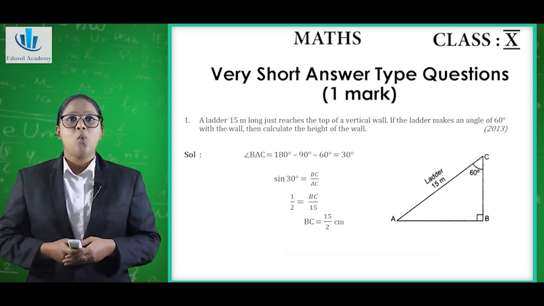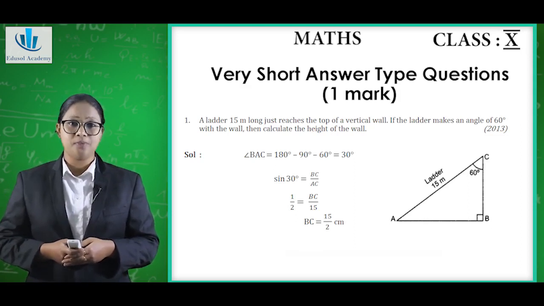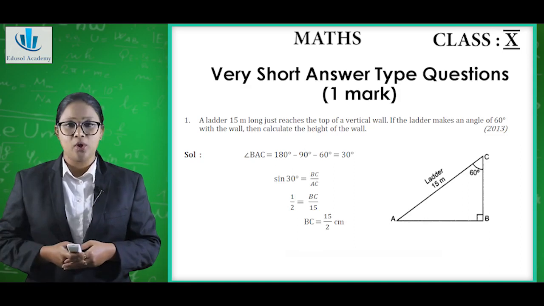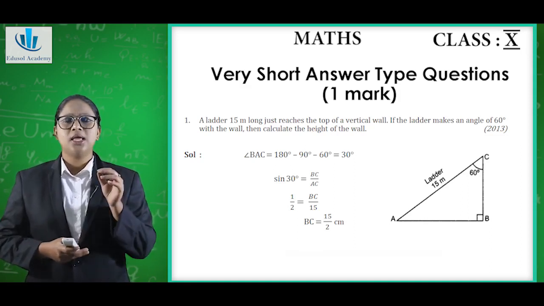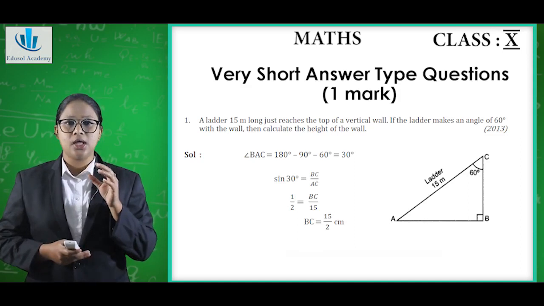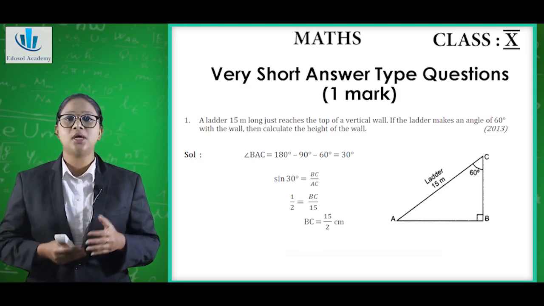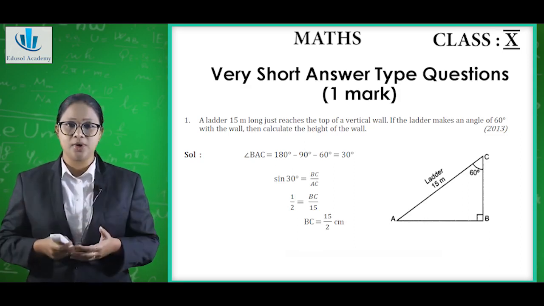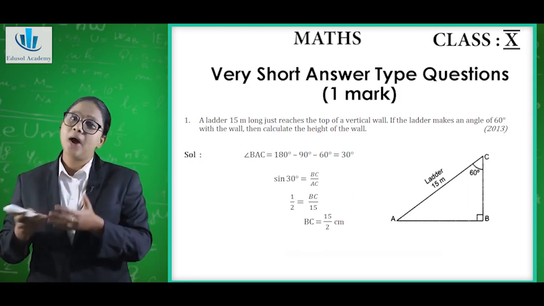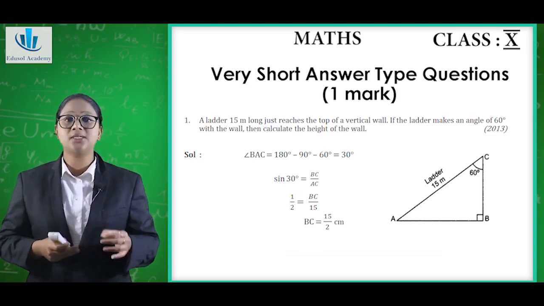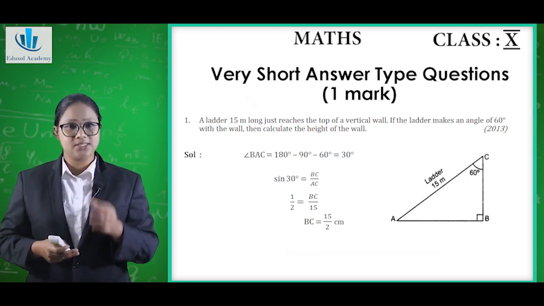A ladder 15-meter long just reaches the top of a vertical wall. If the ladder makes an angle of 60 degree with the wall, then calculate the height of the wall. That's it, right? So in this entire chapter, while doing the problems, we have to equally concentrate on the figures as well as the numericals, as well as the arithmetic part. As in, figures are equally important. So you have to really practice drawing the figure by assessing the question.